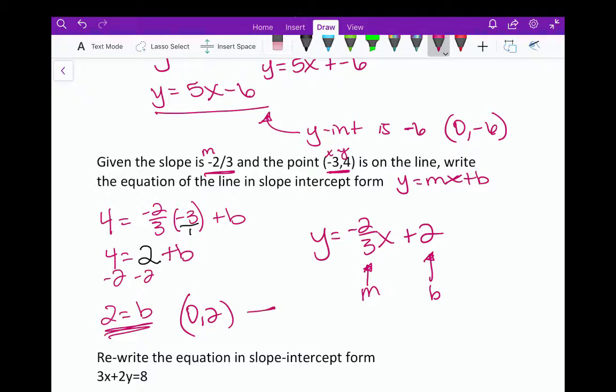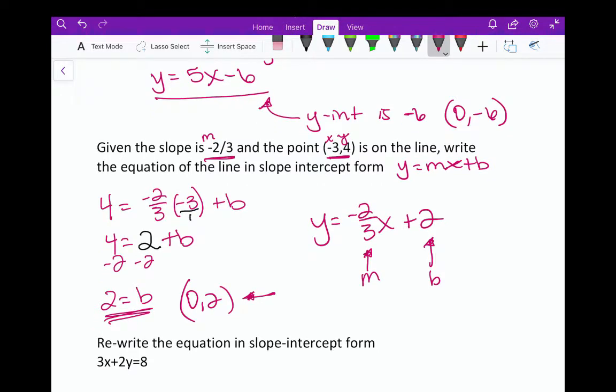So if this is one of the points that they give you, then you don't have to actually plug it in, because this point is the y-intercept. So keep that in mind. Always look to see if they give you the y-intercept.